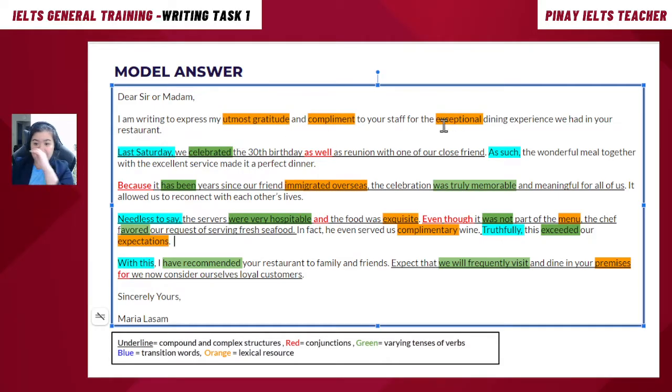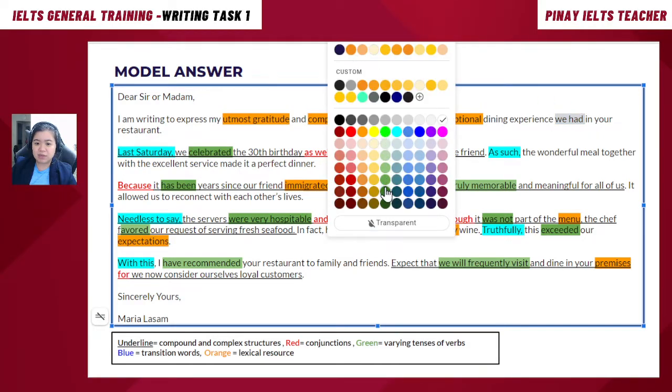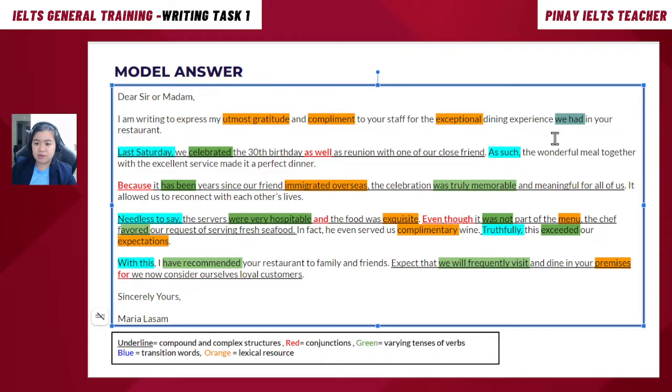All right, so that's it. I think we have that nailed down. Also, we had is a past participle. All right. Okay, sorry, loyal customers too.